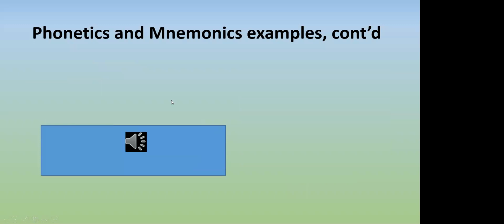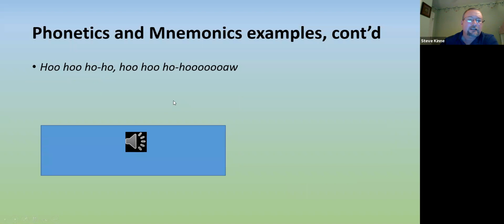All right, here's another one. Now, this one looks like it should be pretty straightforward. After all, it's either a who or a ho, but we'll go with who. Who, who, ho, ho, who, who, who, ho, ho. And again, if you look at that, you'd be hard pressed to come up with what that actually sounds like. But let's listen to the bird and see how close the phonetics came.